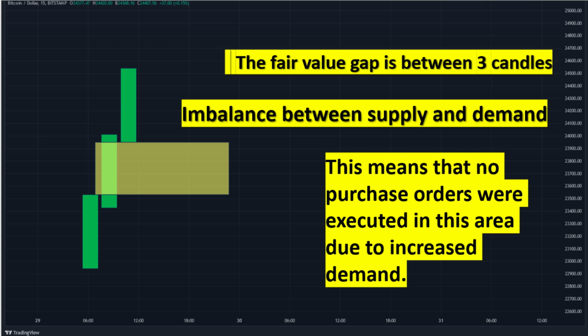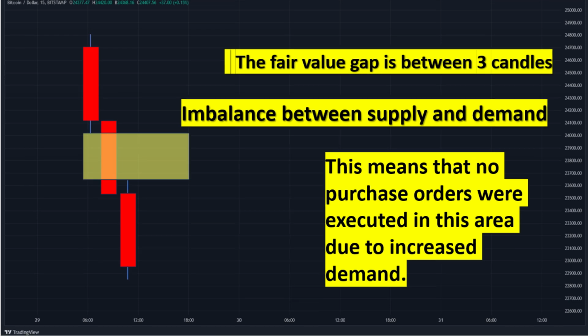A fair value gap is an imbalance between supply and demand. This is what causes the price to rise sharply, leaving behind this gap. This gap means that buy orders haven't been filled in this area due to increased demand. What does that mean? It means this area consists of buy orders that were not executed by the market, meaning they are pending. The market will definitely come back to fill them, and then it'll give it the strength to continue climbing. I think the idea of the fair value gap is clear now.